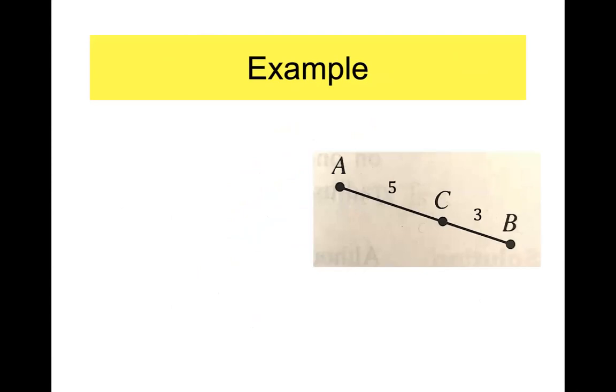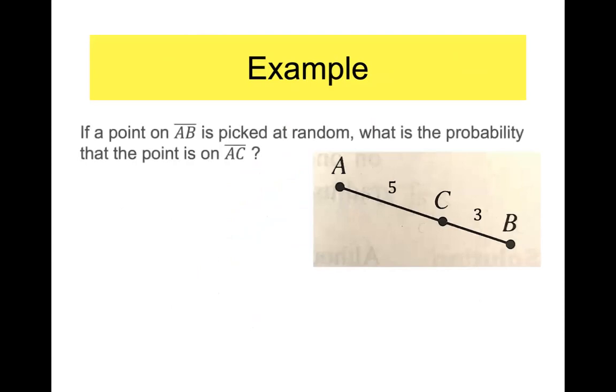So what in the world would they be asking? So here's a typical geometric probability question. It says, if a point on AB is picked at random, that means you must touch a point somewhere between A and B. It could be A, it could be B, but it's got to be somewhere between A and B. What's the probability the point that you choose is somewhere on AC?